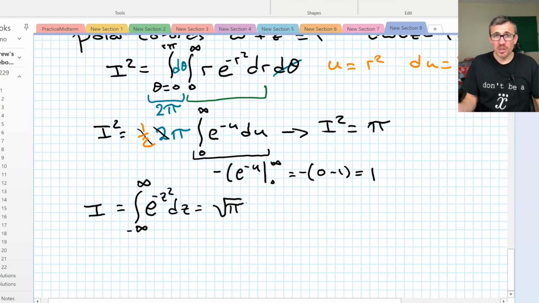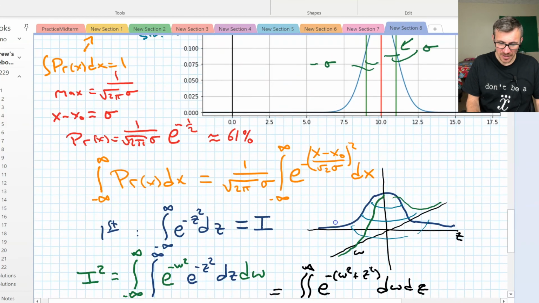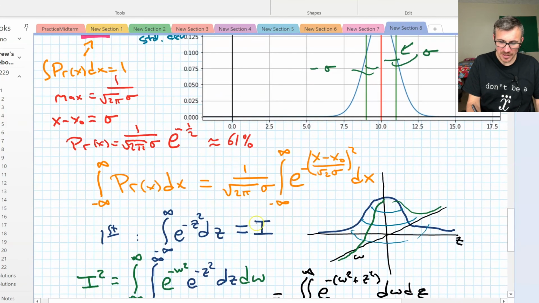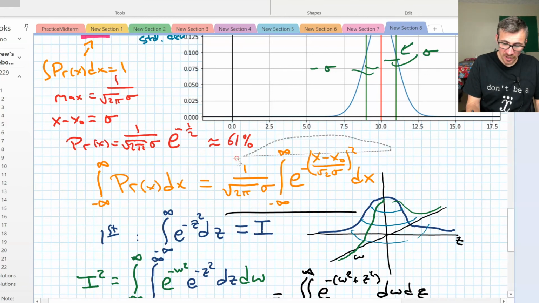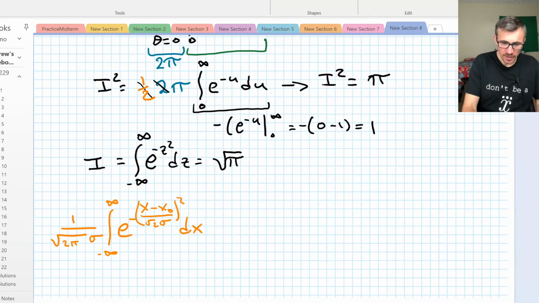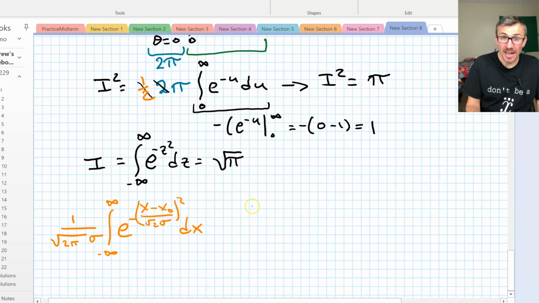Man, we've done all this work and we haven't even gotten to the main event yet. We haven't even gotten to integrating what we wanted to integrate, which was this fella. But we're actually already pretty much there. Because now we can do a change of variables. So let's bring this down, okay? And we're going to do a change of variables.